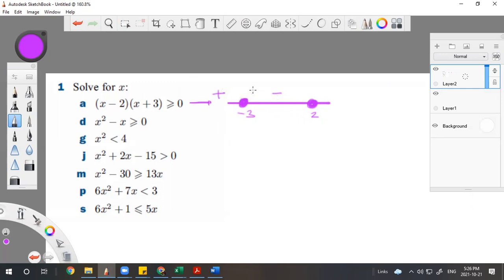You just switch the sign. So when you test with 0, 0 is here. You get negative 2 times 3, right? Negative 2 times 3 is negative 6, so it's negative. So the rest on the left side and on the right side is also plus.